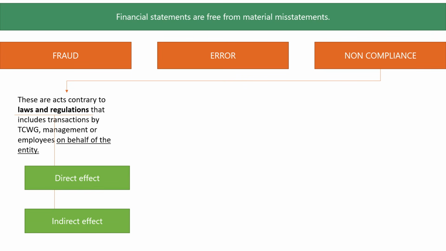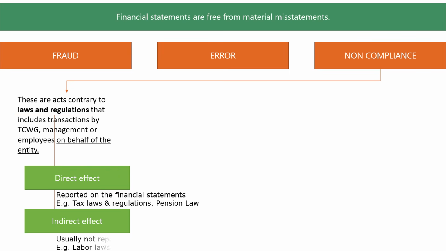So when we talk about laws and regulations, we know that the legal landscape of the business is so broad, and most of these laws actually cover operations rather than affecting the financial system of the client. That is the reason why we do have to consider whether it has a direct effect or an indirect effect. In the case of direct effect illegal acts, these are those which have an effect on the financial statements. Think about tax laws and regulations. Think about employee benefits or the pension law.